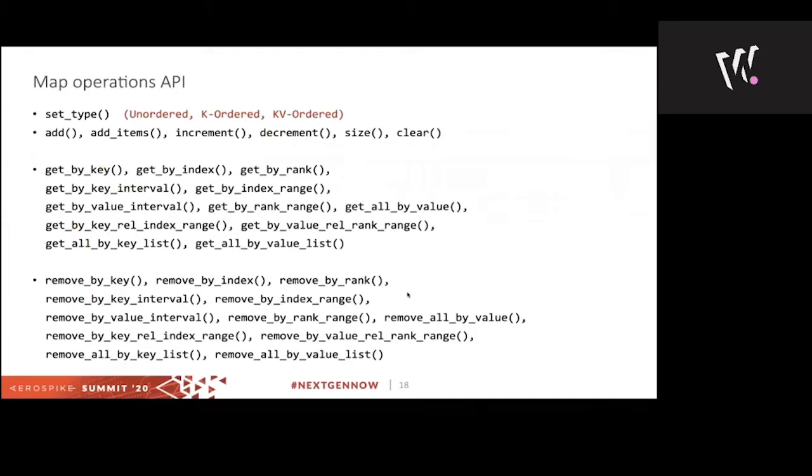So this is the map operations API, and you can see that I similarly arranged it like the list operations API into groups. The write operations are on top, the read operations are in the middle, and then there are these remove operations that match. It's very similar to the list operations, except that here we have index, key, and value.